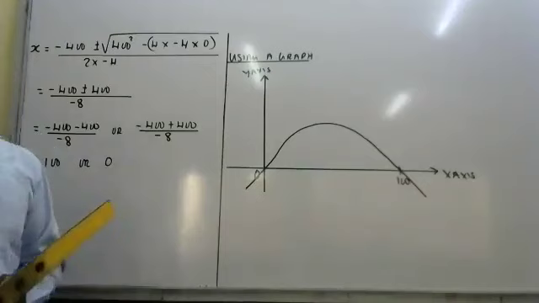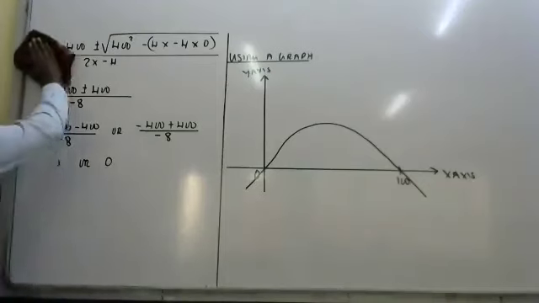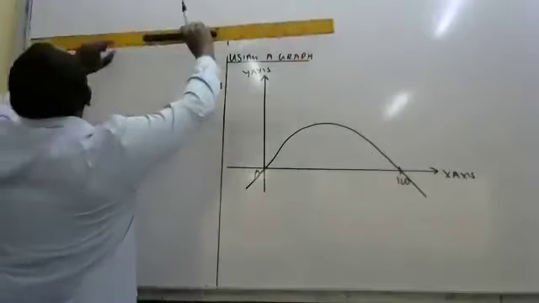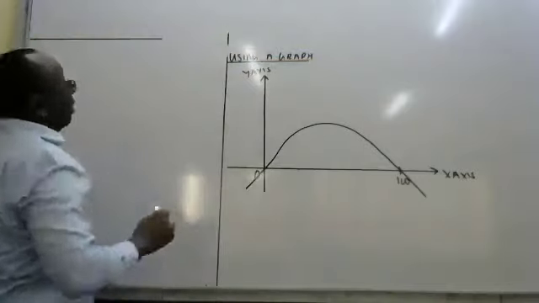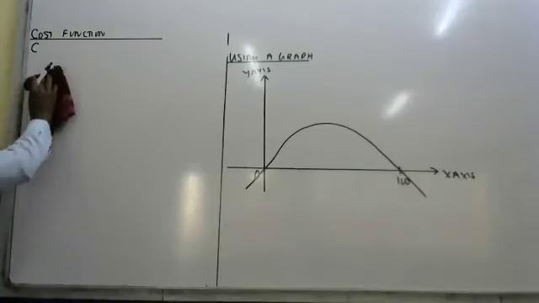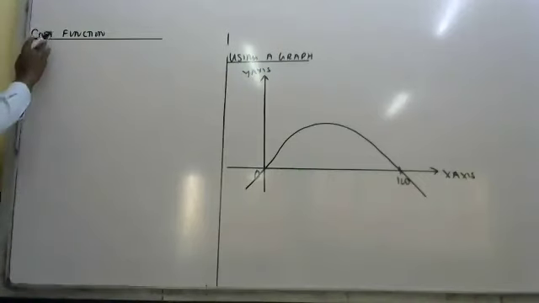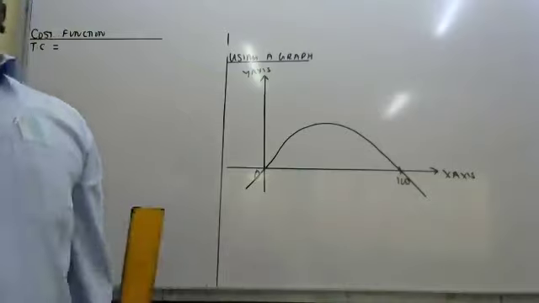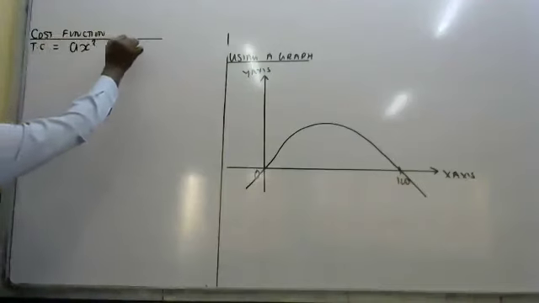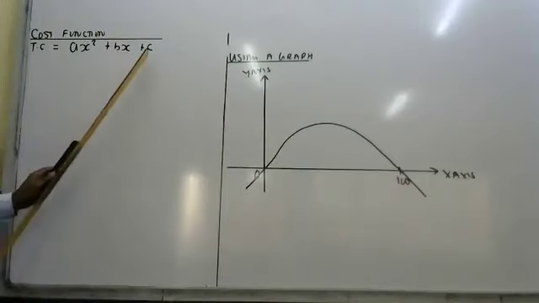So, can you do the same with the cost function? Now here we normally use, although at times people confuse these C's because they are two C's, so we prefer to use TC, either TC for the total cost, or you can also use Y, so that we don't confuse it with this other one, AX squared plus BX plus C.